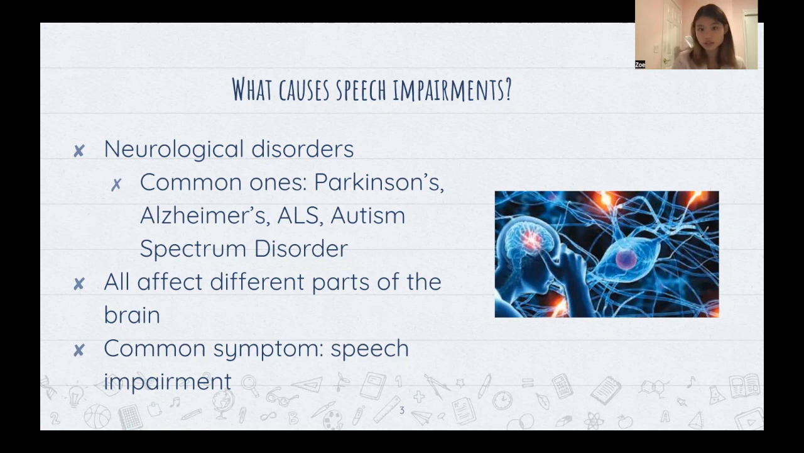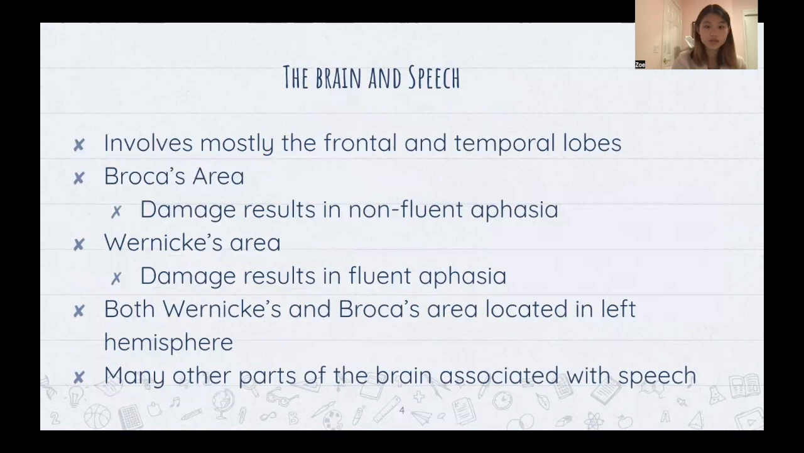Speech involves a very complex network, which involves several parts of the brain, mostly in the frontal and temporal lobes. So one of the key areas of speech is Broca's area, and it's responsible for turning our thoughts into spoken words that we can communicate with.